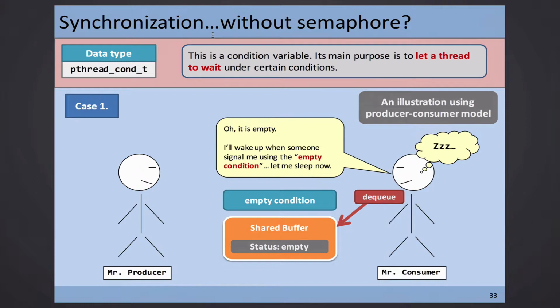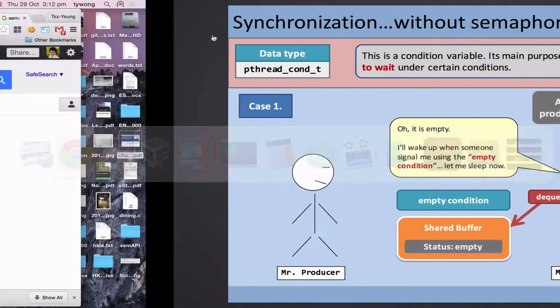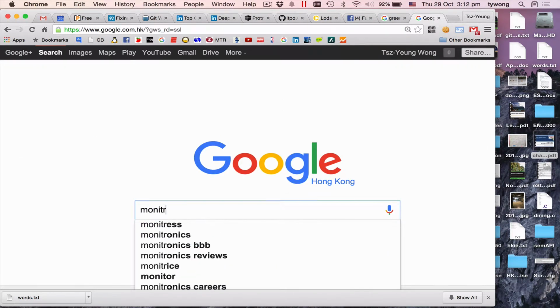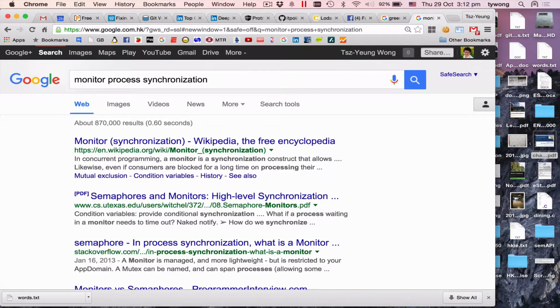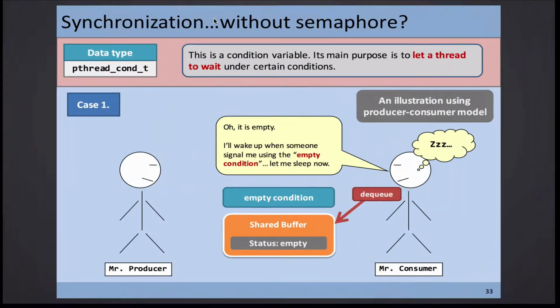And this model is used by Java as well. We call it the monitor model. Monitor model. Okay, so the name is monitor process synchronization. So it's called the monitor model. And this monitor model is supported by Java and Pthread. And what is the monitor model? The monitor model is doing something like this.